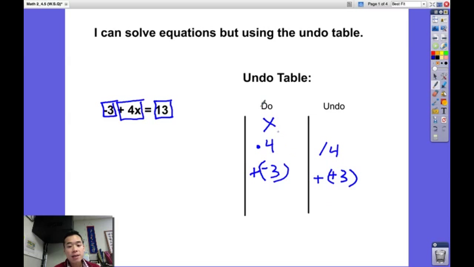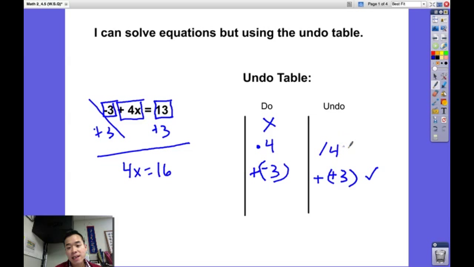So what I'm doing is I just described what happened to my variable, and I undid it. The first thing at the very bottom of the undo, I'm going to check it so you can see it. I'm going to write that underneath my equation, plus 3. Draw my line. Negative 3 with positive 3 is 0. Bring down the 4x is equal to 13 plus 3 is 16. The next thing I have to do is divide by 4. So I'm going to divide by 4. And my answer, 4 divided by 4, is just 1x. 16 divided by 4 is equal to 4.